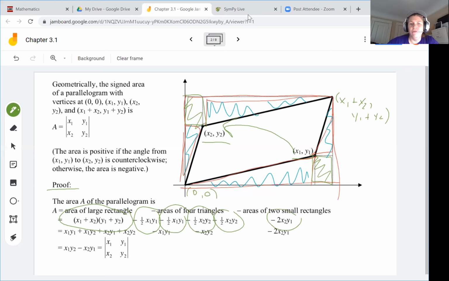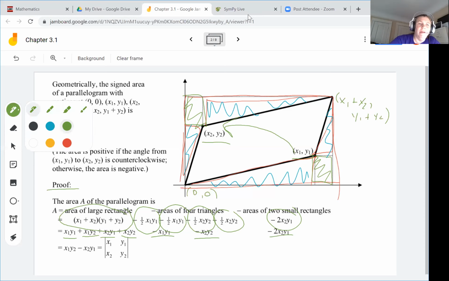And so we subtracted that twice. And then we can simplify this by distributing through, right? Use your FOIL skills. You've got x1 y1 plus x1 y2 plus x2 y1 plus x2 y2. And then you're subtracting out by combining our areas of the four triangles, minus x1 y1, minus x2 y2, and then minus 2 x2 y1.